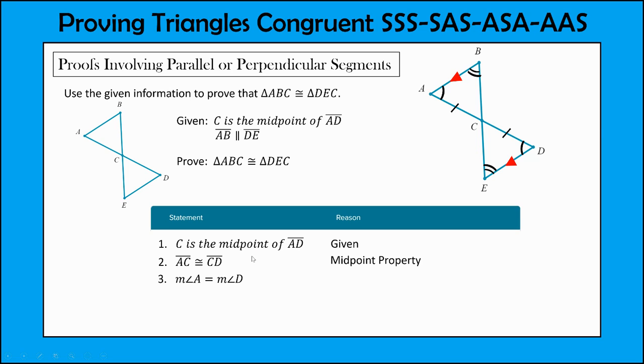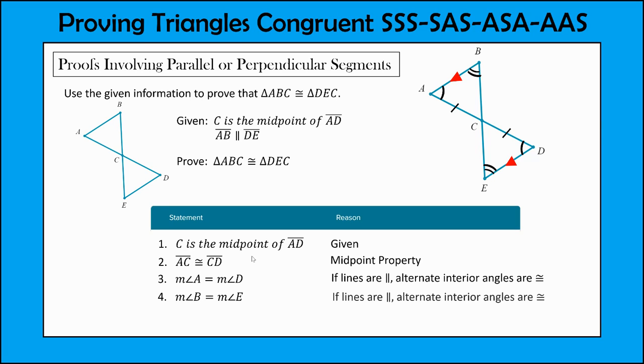And then I'm going to say the measure of angle A is equal to the measure of angle D, because if lines are parallel, alternate interior angles are congruent. The measure of angle B is equal to the measure of angle E. If lines are parallel, alternate interior angles are congruent.